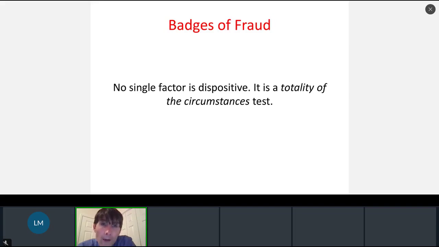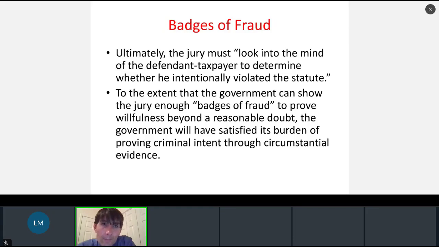No single factor is dispositive. It's basically the totality of the circumstances. Ultimately, the juries must look into the mind of the defendant taxpayer to determine whether he intentionally violated the statute. To the extent that the government can show the jury enough badges of fraud, and that those badges of fraud were substantive and not just benign things that could be explained away through legal means.